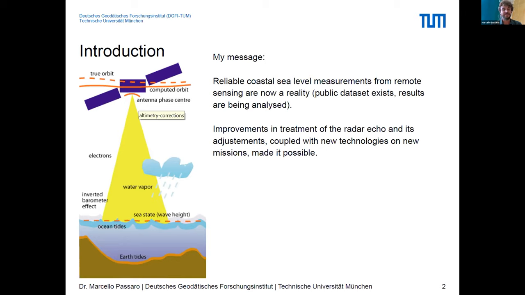Yes, and the picture that you see here is just a scheme to remember what we're talking about. So we have satellites, we have altimeters on board of satellites, and we send an impulse of energy at nadir that goes through the atmosphere, and then it arrives at the sea and travels back. And so we have to transform this information into sea level.